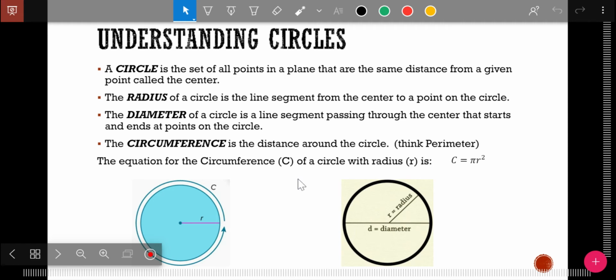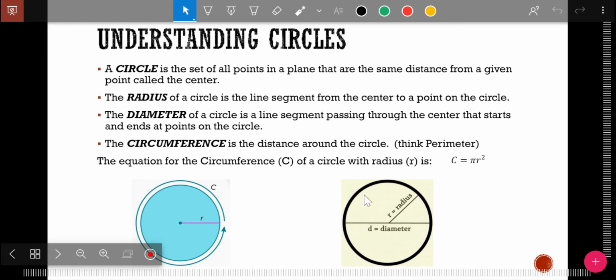That distance is called the radius. So the radius is the line segment that goes from the center all the way out to the outside edge. It could go from the center up, it could go from the center down. It doesn't matter where you draw it. If it starts at the center and ends at the circle, it is a radius. Over here on the right, it starts at the center, goes to the edge, so it's a radius.